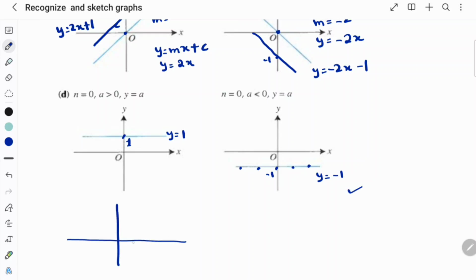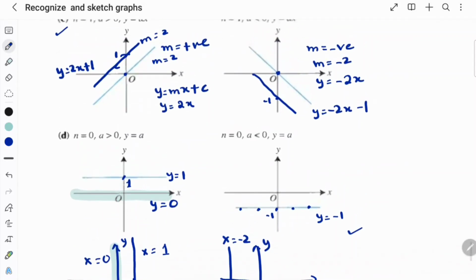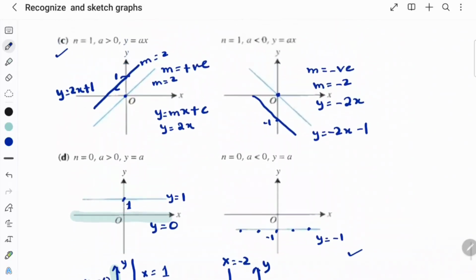For example, if you have a vertical line, with the origin x and y, and the line is drawn at 1, then it is x equals 1. If a vertical line is drawn at minus 2, then x equals minus 2. The x-axis equation is y equals 0, and the y-axis equation is x equals 0. So this was all linear: negative and positive gradient, horizontal and vertical lines.